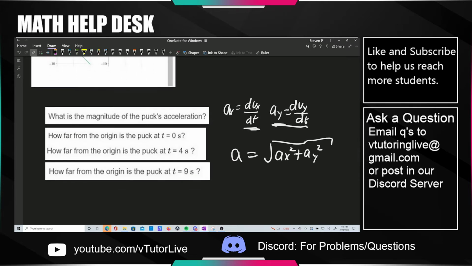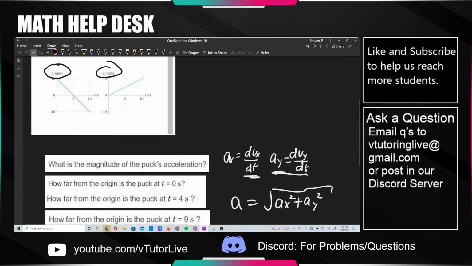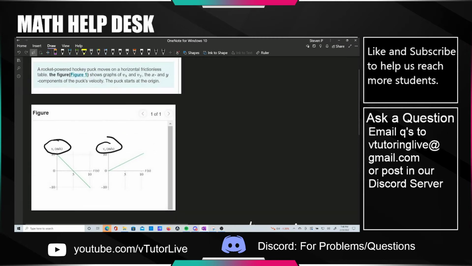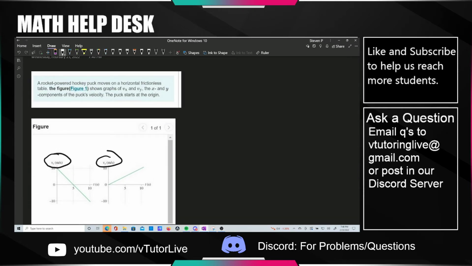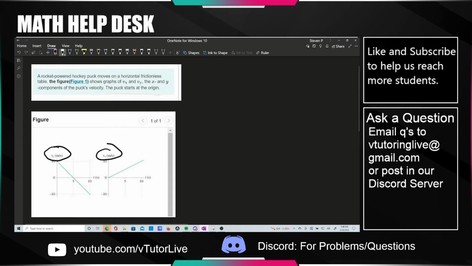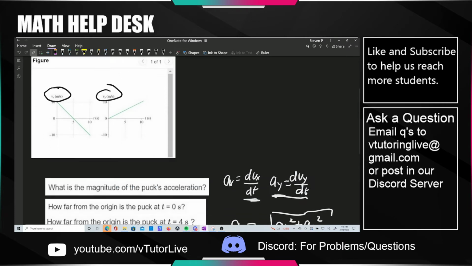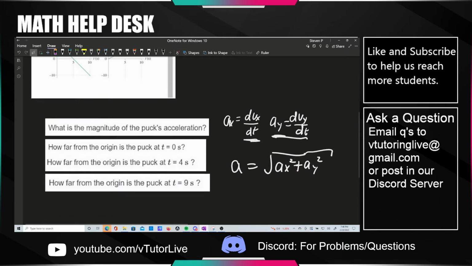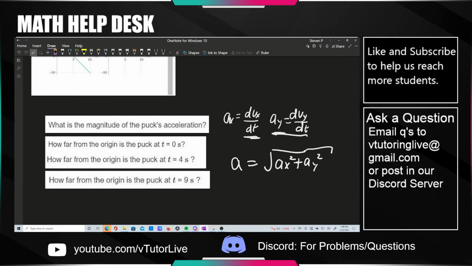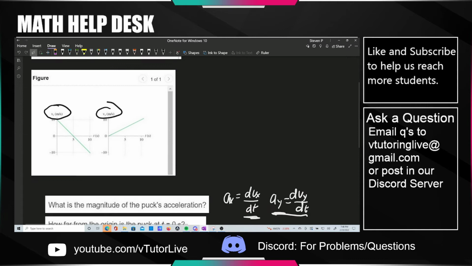So now it asks, how far from the origin is the puck at 0 seconds? Well, you can just read that off from the problem, right? The puck starts at the origin, right? So that should tell you all you need to know right there. But then it asks you how far from the origin the puck is at 4 seconds or 9 seconds or however many seconds, right?